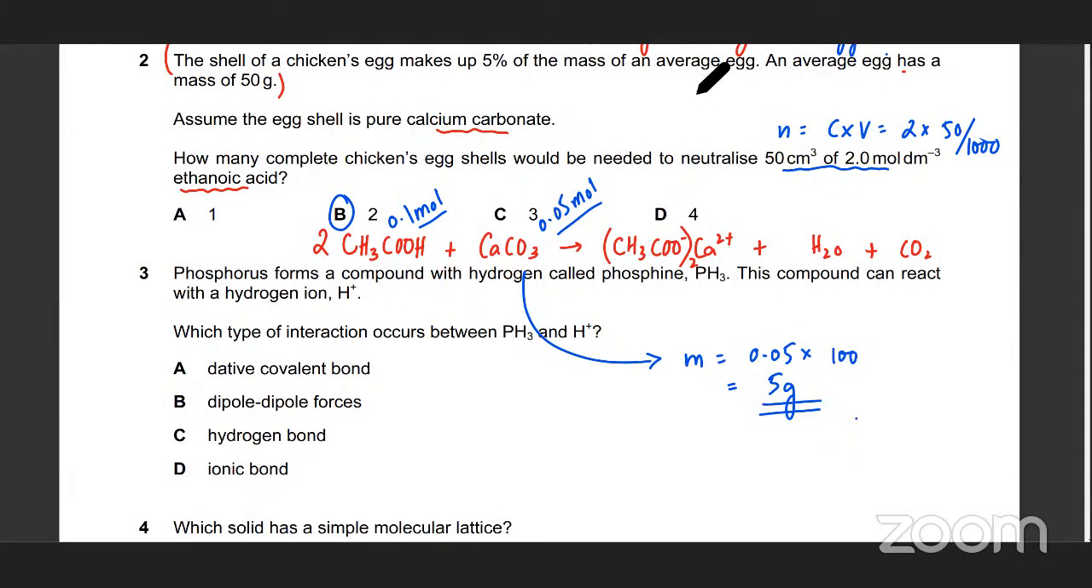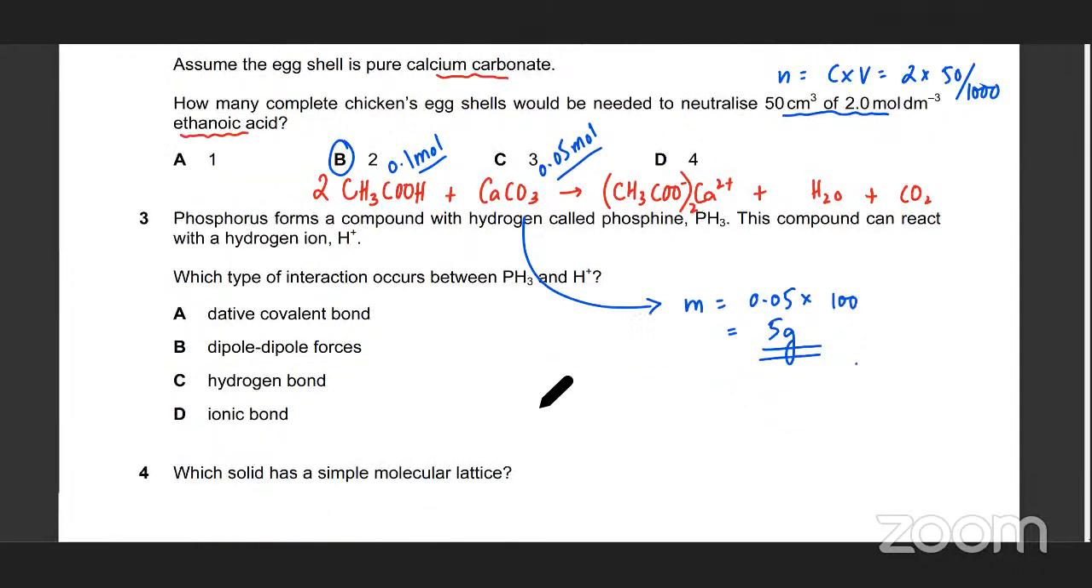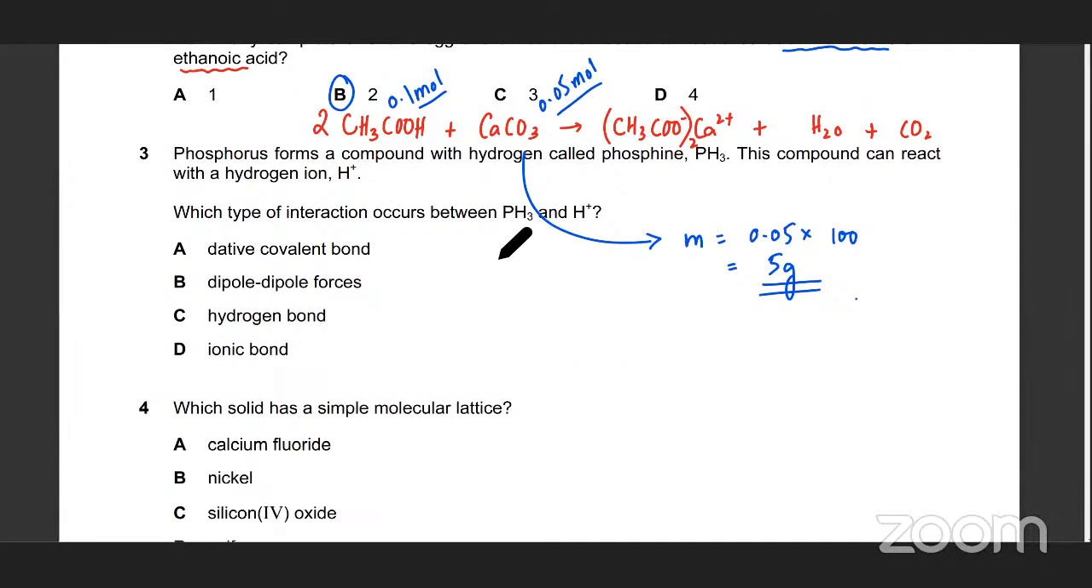So now the next one is, phosphorus forms a compound with hydrogen called phosphine. This compound can react with H+ ions. What type of interaction occurs between PH3 and H+? Now PH3 is this molecule over here, but it has a lone pair. It has a completely full outer orbital.